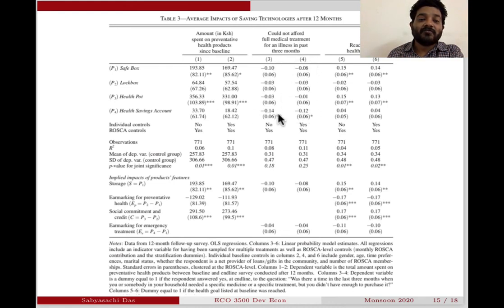If you look at the column 3 and 4 results, it asks whether or not you were able to afford full medical treatment for an illness in the past 3 months. It's a dummy that takes value 1 if you are not able to afford it. What you find is that these treatments do not help you in meeting medical emergencies, medical contingencies, but this treatment does, right? If you are a member of this treatment, then you are significantly less likely to say that you are not able to afford medical treatment. So basically, this account is allowing people to save, but only to meet health emergencies, not for specific preventative health products.